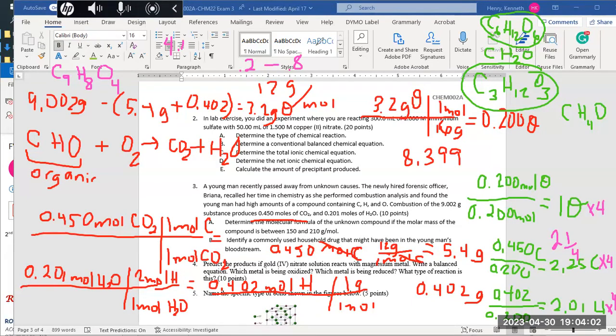So then we have C9H8O4. Yep. So that would be the empirical formula. Okay. So now that we have the empirical formula, we can calculate its molar mass, right? And if its molar mass is between 150 and 210, then we know that is the formula that we're looking for. That it's also its molecular formula. If it isn't between there, then we need to multiply it by something to get the molecular formula. Does that make sense?